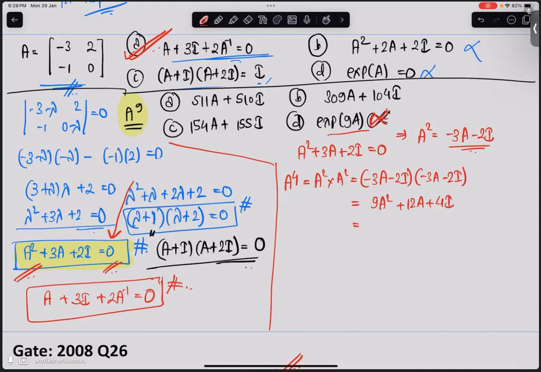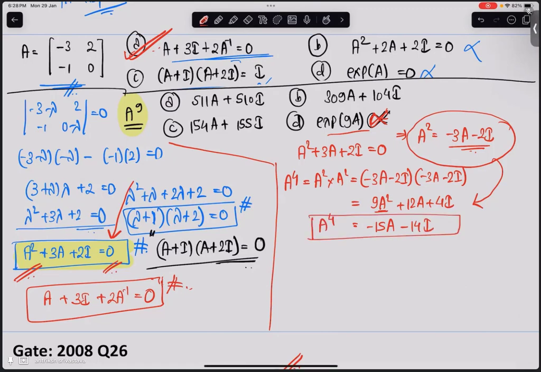And you have to again substitute the value of A square from this expression into this equation. And what you will get finally, I'm going to write after all the calculation, what we get in the end. We will have minus 15A minus 14I. So this is your A power 4. Now when you know A power 4, we can get A power 8 by multiplying two of these, right?